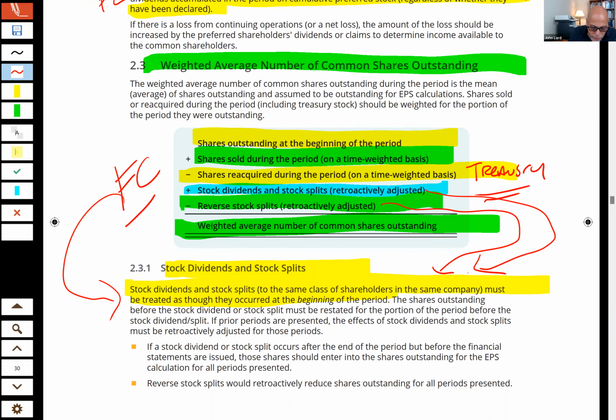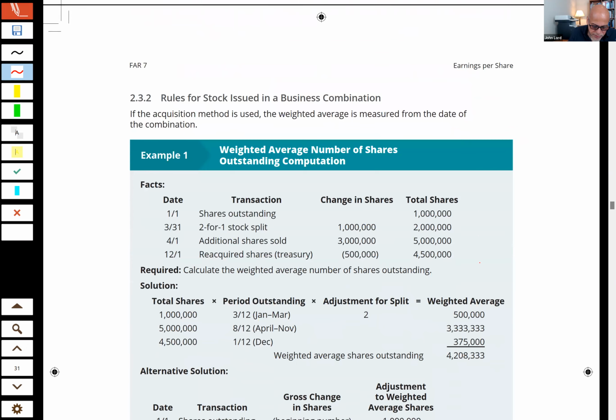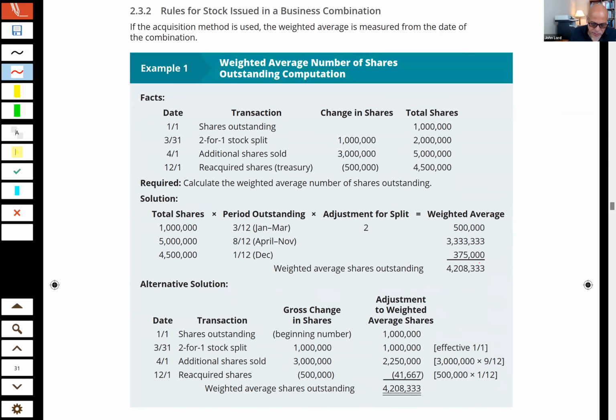Okay, good. Now let's come over and take a look at this example. This is a pretty good example, although I'm going to change things up a little bit. You can see the fact pattern. They had shares outstanding at the beginning of the period, so we start with those, but then they tell us there was what? A 2-for-1 stock split, which has to be retroactively adjusted.